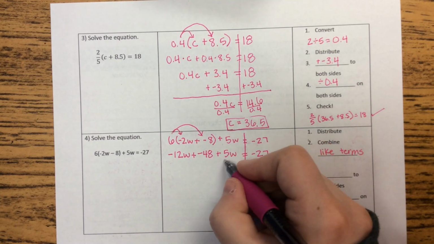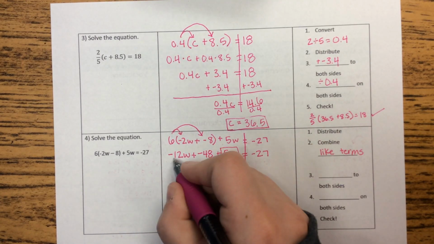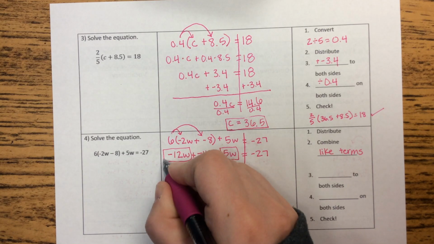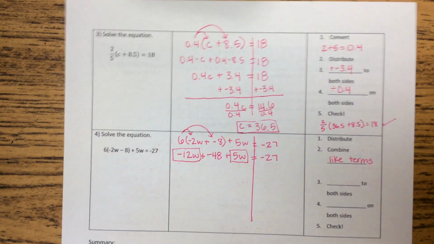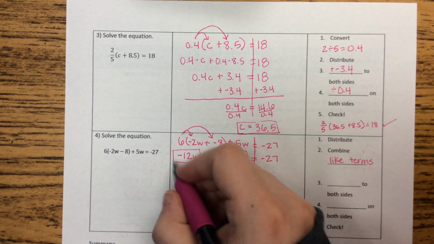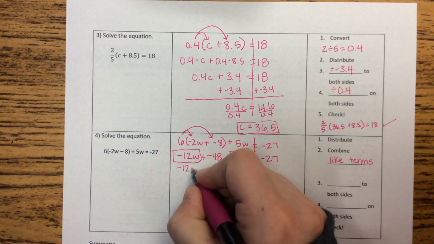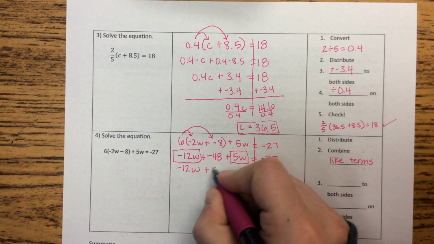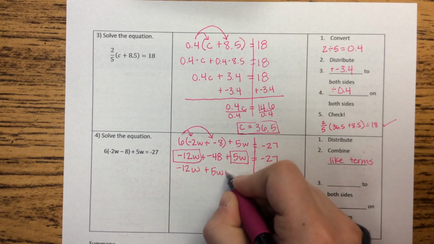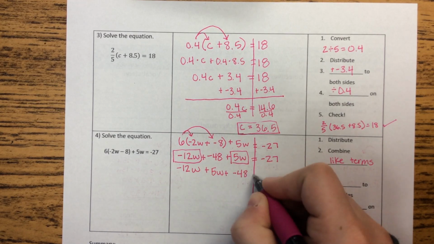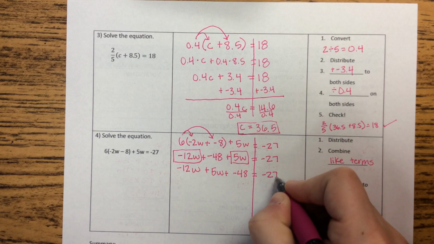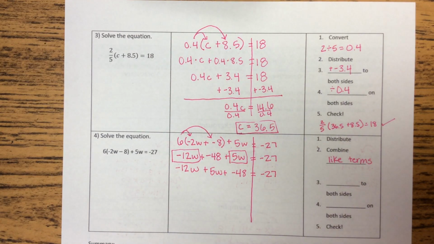Okay, so the next thing I'm going to do is combine like terms. I have this 5w and this -12w on the same side. So if they're on the same side, I can add them together. So I'm going to rewrite it as -12w. You might need to write it a little bit smaller. Sorry, I should have made this box a little bit bigger. -48 equals -27. Maybe I'll make it bigger before I print it.